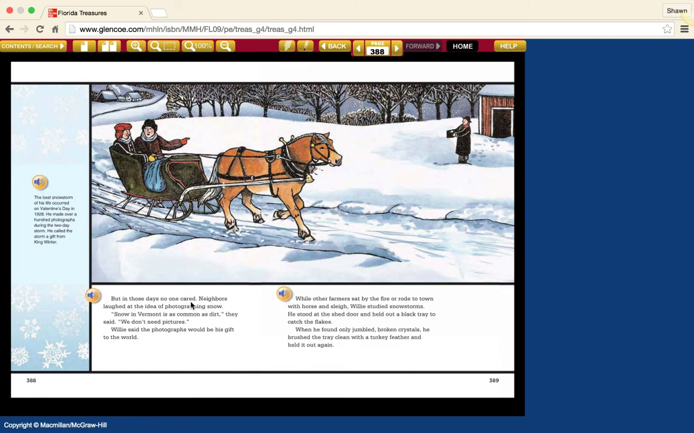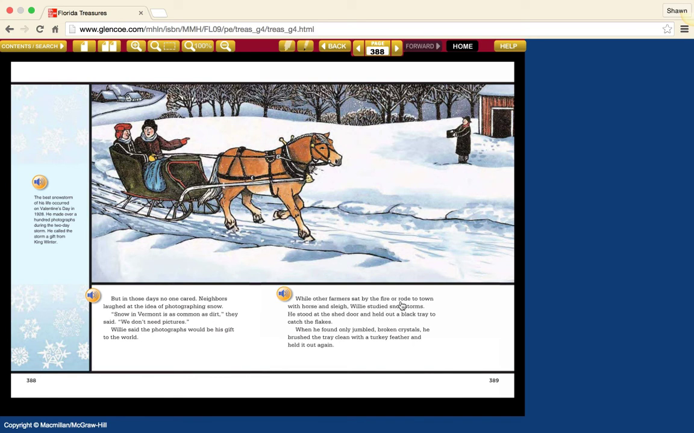But in those days, no one cared. Neighbors laughed at the idea of photographing snow. "Snow in Vermont is as common as dirt," they said. "We don't need pictures." Maybe some of you all feel that way with all the snow we've had. Willie said the photographs would be his gift to the world. See, it's so interesting how a lot of scientists see things differently. They look at things differently and they discover things that sometimes really help the way we live our lives.